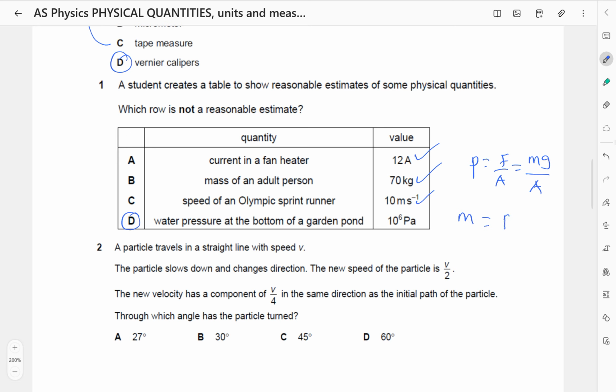mass here will be pressure times the area divided by g. If I get the pressure of 10 power 6 times the area, remember the area is going to be in meters squared, divided by g, then it will give us a smaller mass. So this one is not a reasonable estimate. You can check that. If you know how big a garden pond is, then the mass of water in it should be relatively large.